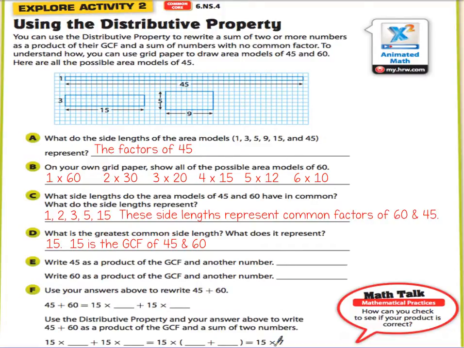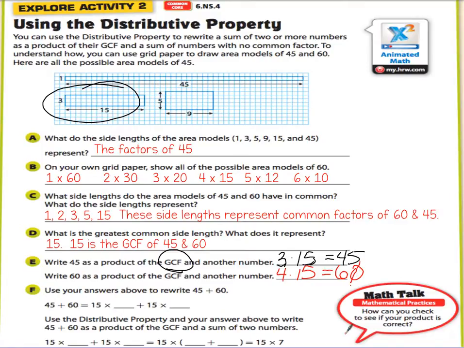Okay, so now what we're going to do is we're going to take 45 and we're going to write it as a product of the GCF and another number. Well, we did that here because we said the GCF was 15, and here we know that 45 is the same thing as saying 3 times 15. Okay, well, then we're going to do the same thing with 60. We know that saying 4 times 15 is the same thing as 60.